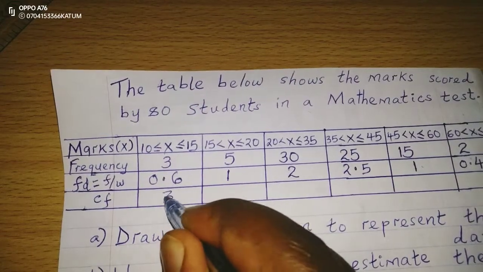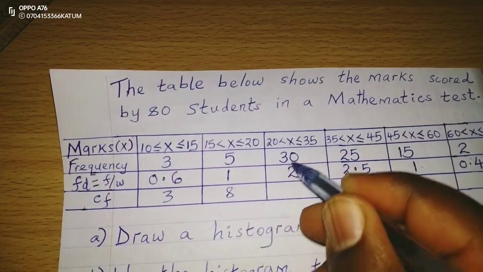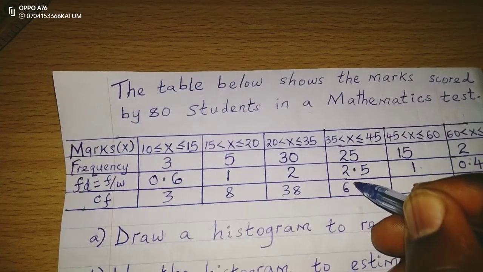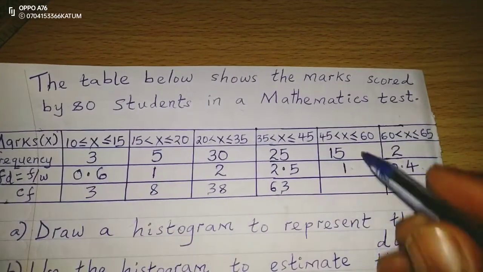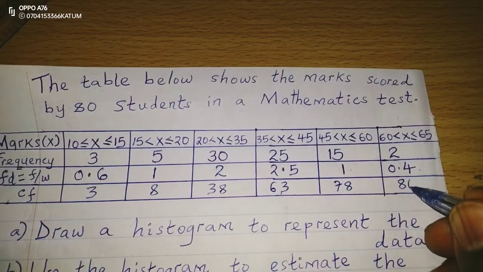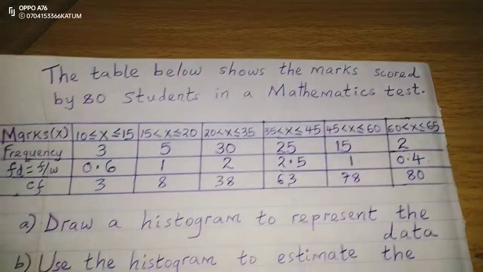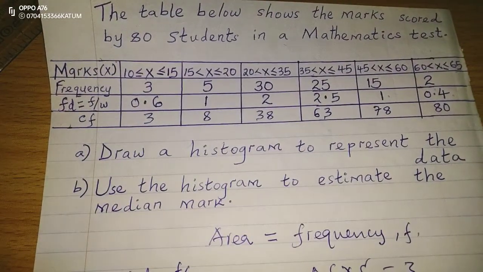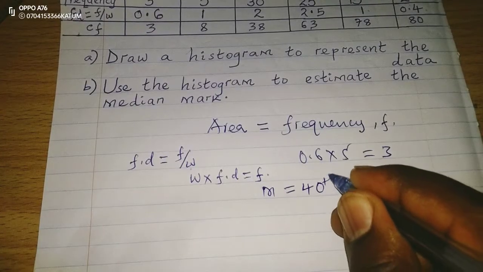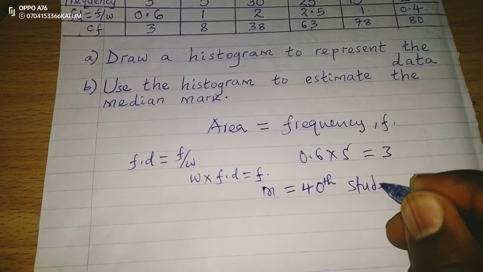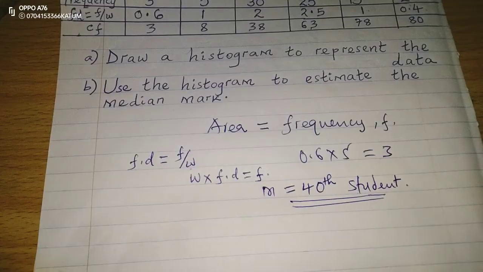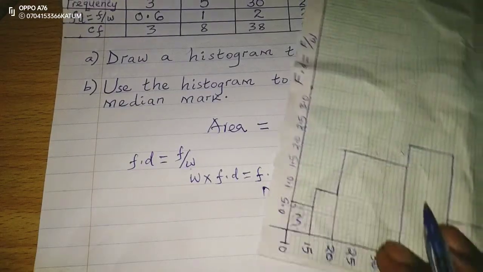We start with 3. We add 5, we get 8. We add 30, we get 38. We add 25, this gives us exactly 63. Then we add 15 to get 78. Then we add 2, this gives us exactly 80. So those are the cumulative frequencies. That means the median student is the 40th student. Therefore, we want to get the mark of the 40th student.